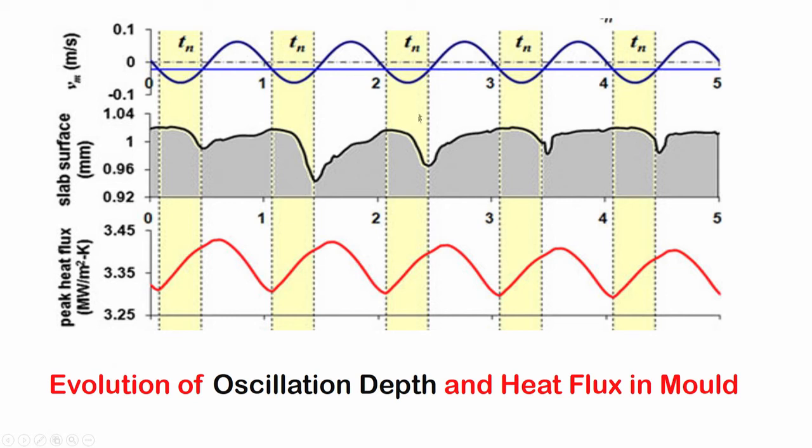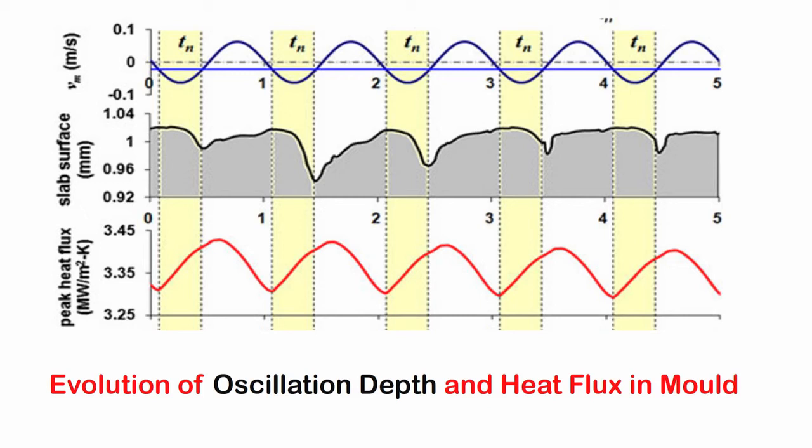So, at the end of the negative strip time, this is what is important, these mould oscillation marks are getting generated during negative strip time, that is first you have to remember, and it is increasing in depth and maximum at the end of the negative strip time. In the positive strip time, the depth is becoming less. That is why it is called negative strip time. During negative strip time, please remember, oscillation mark is getting generated. Oscillation mark generation happens during negative strip time and is maximum at the end of it. After that, when you are going towards positive strip time, slowly the depth of the oscillation marks will decrease.